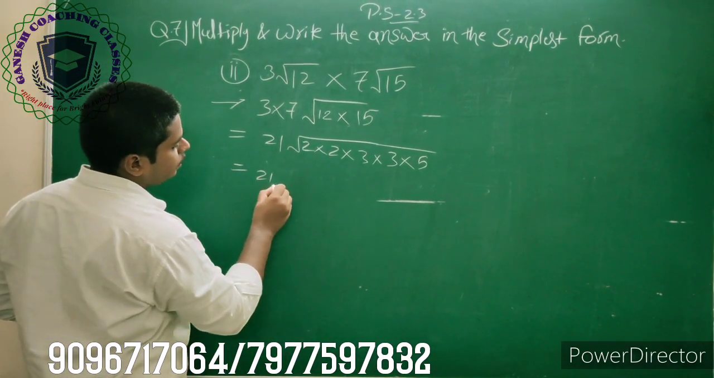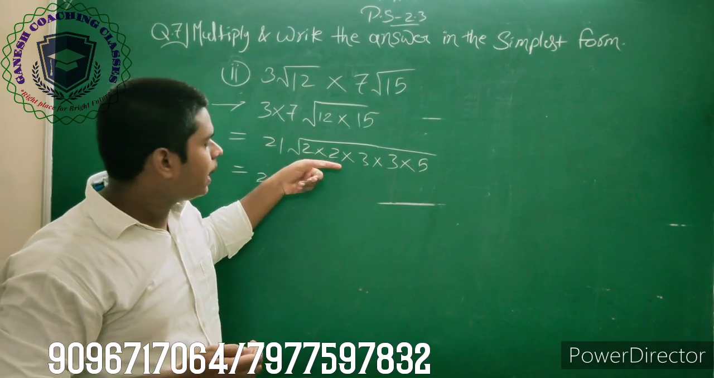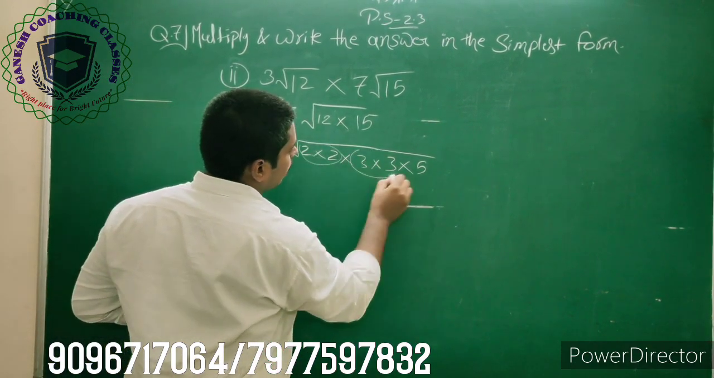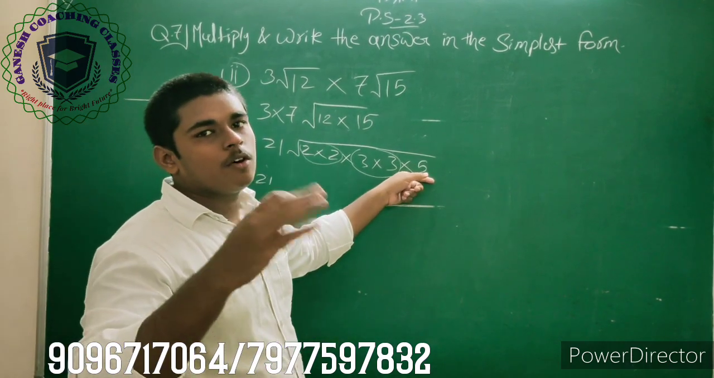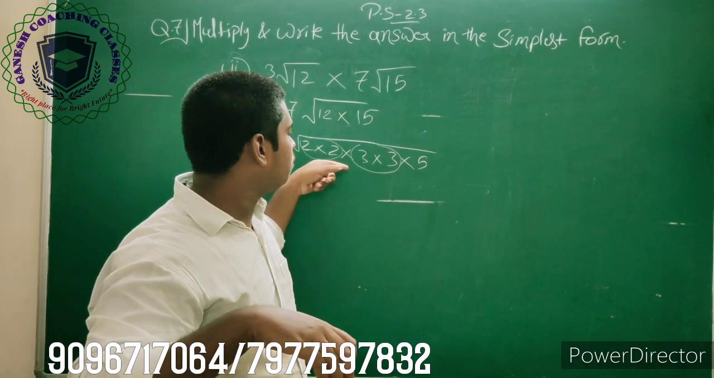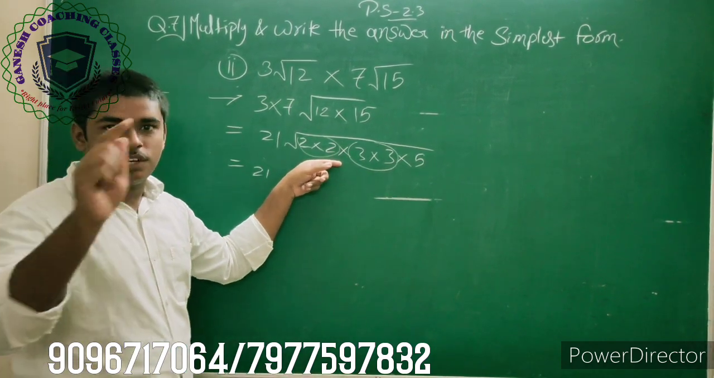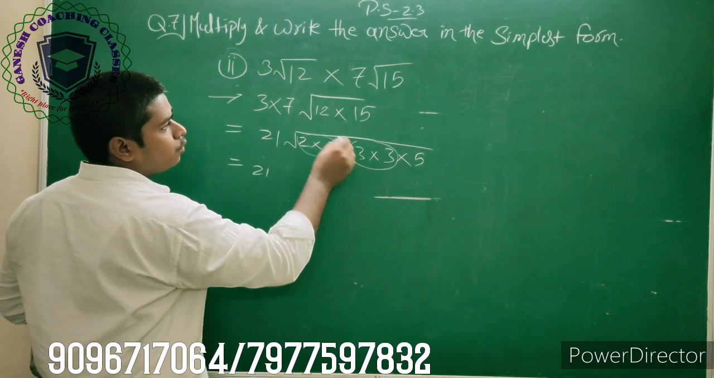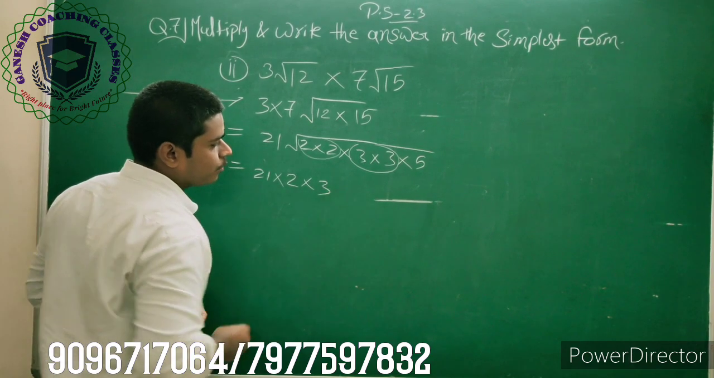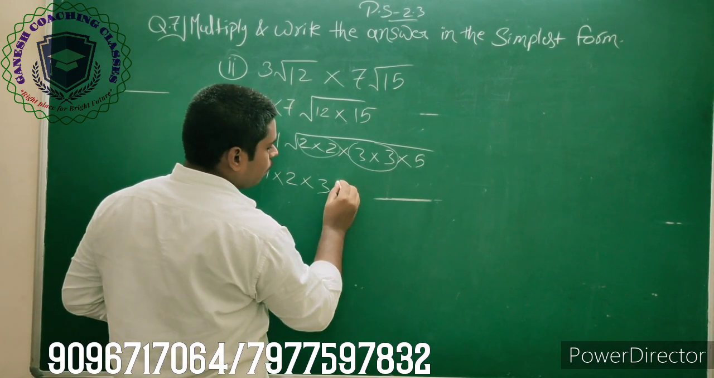Now tell me what pairs we are getting here. There is one pair of 2 and another pair of 3. So we get these two pairs, and there is no pair of 5, so 5 will remain as it is. These 2 and 3 we will take outside the root and they convert into a single number. So 2 into 2 can be written as a single 2, and 3 into 3 can be written as 3. What is remaining in the square root? That is only 5.